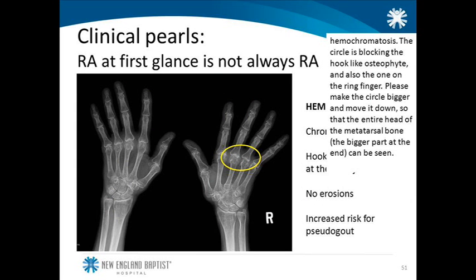This is another patient that I saw who came in with progressively worsening joint pain and stiffness. Across the room, at first glance, her hands look like those of someone with rheumatoid arthritis. She had enlargement of her MCP joints. But on physical exam, she did not have synovitis, and what she did have was a chronic arthropathy due to hemochromatosis. She has a classic finding of hook-like osteophytes on the medial aspect of her MCP joints. Again, there are no erosions in these joints. Patients with hemochromatosis and arthropathy are also at increased risk for acute episodes of pseudogout.